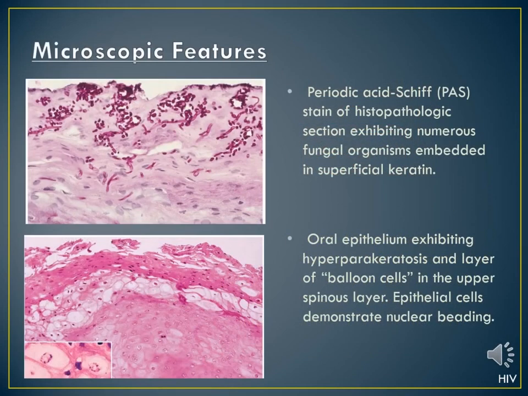The microscopic features of HIV can be seen by using the periodic acid Schiff stain, which is also known as PAS stain. By using this stain, we can see that there are numerous fungal organisms embedded in the superficial keratin. And oral epithelium exhibiting hyperparakeratosis and a layer of balloon cells in the upper spinous layer can be seen. There are also epithelial cells demonstrating nuclear beading, which can be seen in the picture below.